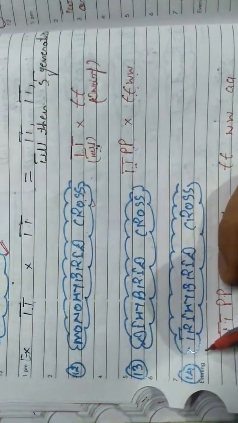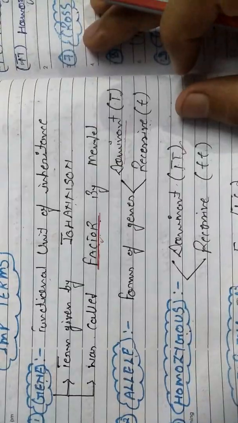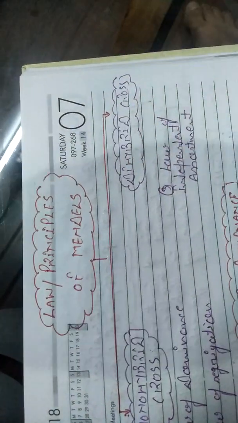So these are all 14 important terms related to this chapter, principles of inheritance and variations. In the next video we will discuss the laws and principles of Mendel.